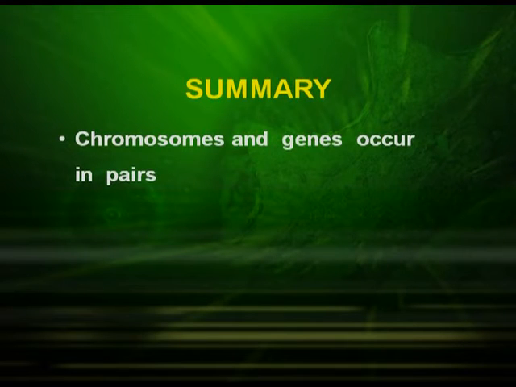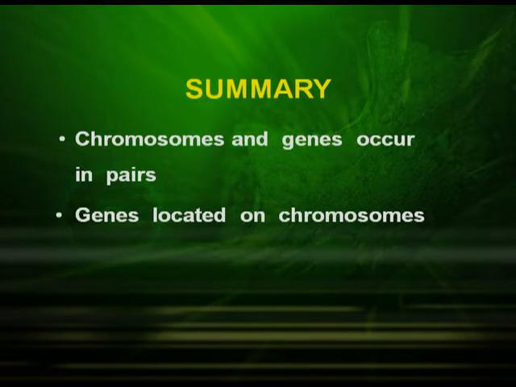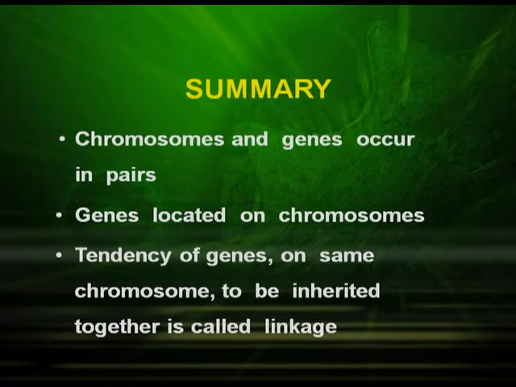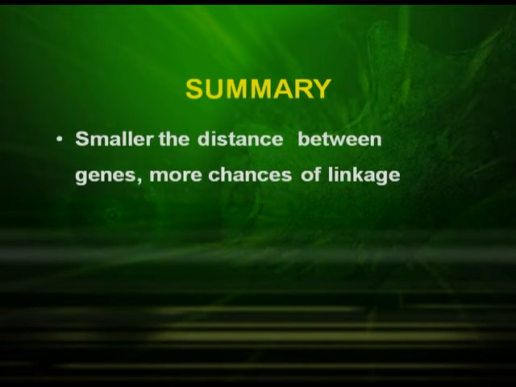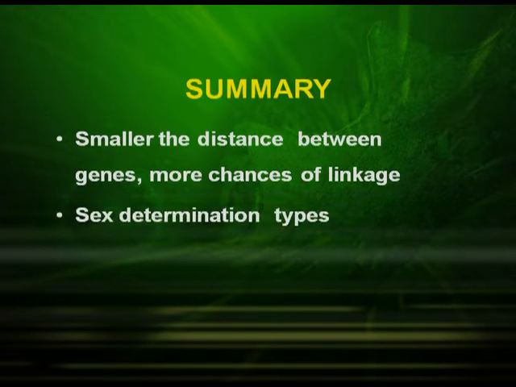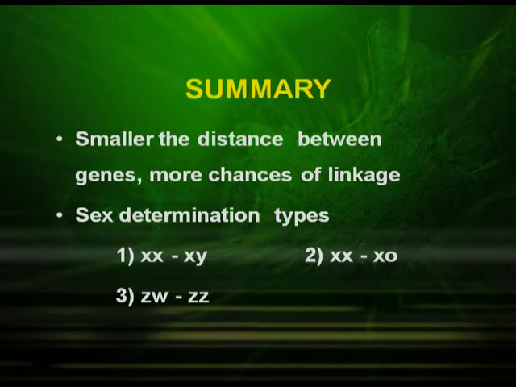Now let us come to the summary of the topics. First, the chromosomes and the genes occur in pairs. The genes are located on the chromosomes. The tendency of genes on the same chromosome to be inherited together is called linkage. The smaller the distance between the genes, the more is the linkage. And sex determination has types: XX-XY, XX-X0, ZW-ZZ, Z0-ZZ.